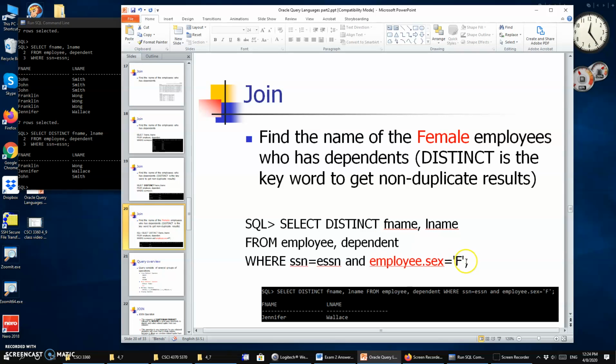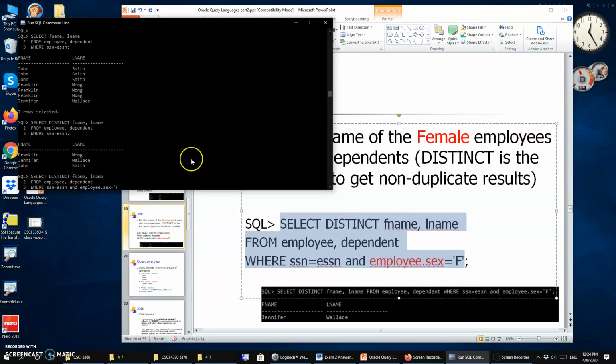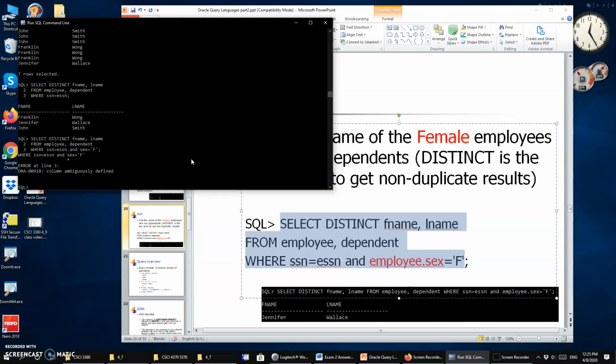Therefore, I want you guys to see this. Instead of using employee.sex, which is very clear, indicating that the sex attribute comes from an employee, if I don't do that and I simply say sex equals to F and then hit a semicolon, the computer will not be able to know which sex attribute I'm talking about: the employee sex attribute, or the dependent sex attribute. So you will see this warning information, saying ambiguity. Then you will not be able to retrieve the information.